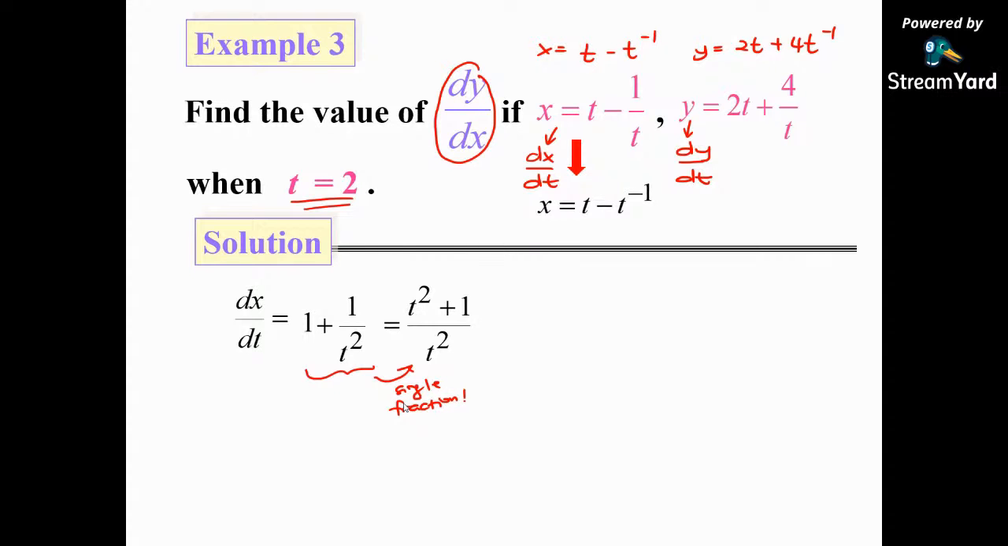And then of course we have dy over dt. Differentiate 2t, we're going to get 2. Differentiate 4t to the power of negative 1: you bring the power down and deduct 1 from the power, so it will become negative 4 over t squared. Again, this is something with a fraction, so make sure you change it into a single fraction.